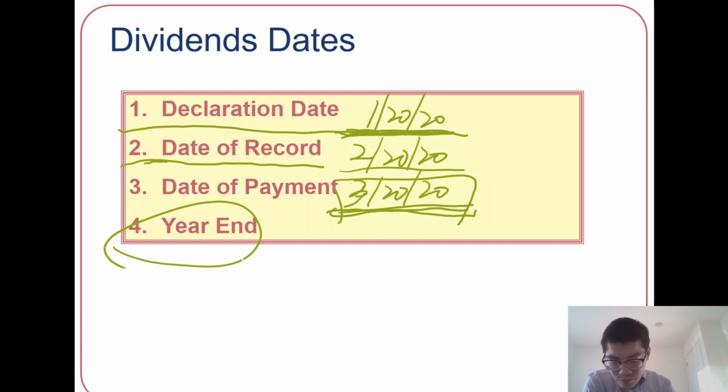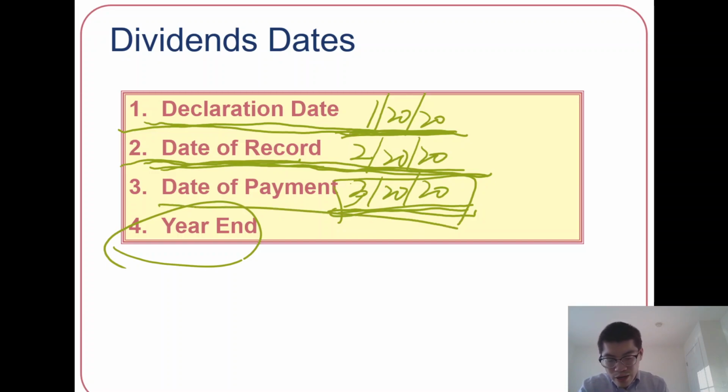Okay, and so why is there a time lag between the declaration date and the date of record? That is because we don't have enough time on that date to pull out information saying who owns how much share of common stock of my company, right? And I don't know who owns that. So it gave us a little bit of time to process that kind of information, and on that date, whoever owns, we get all the information on who owns how much of our common stock, and then based on that we calculate the dividends and pay them off on the date of payment.